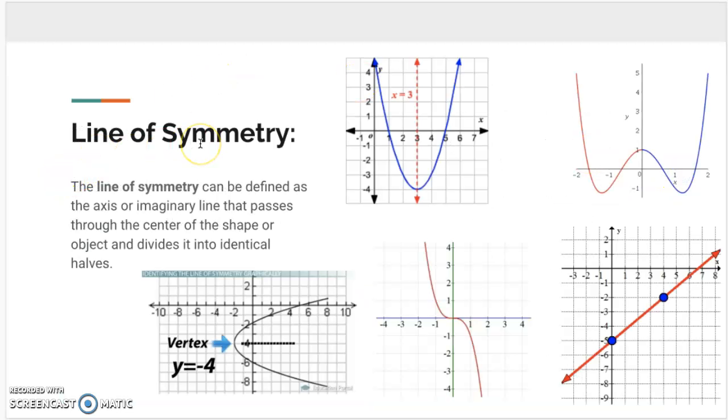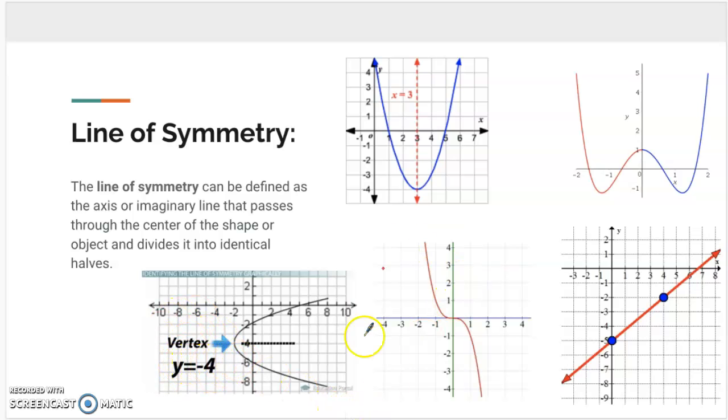Next, we have line of symmetry. A line of symmetry is a line that divides the shape in half identically, to where if you were almost to fold the paper over, then it would make an equal shape on both sides. We write the line as x equals the number or y equals the number. If it is a vertical line, it will be x equals, such as this top one, x equals 3. If it is a horizontal line, it will look like this one, which is y equals -4.